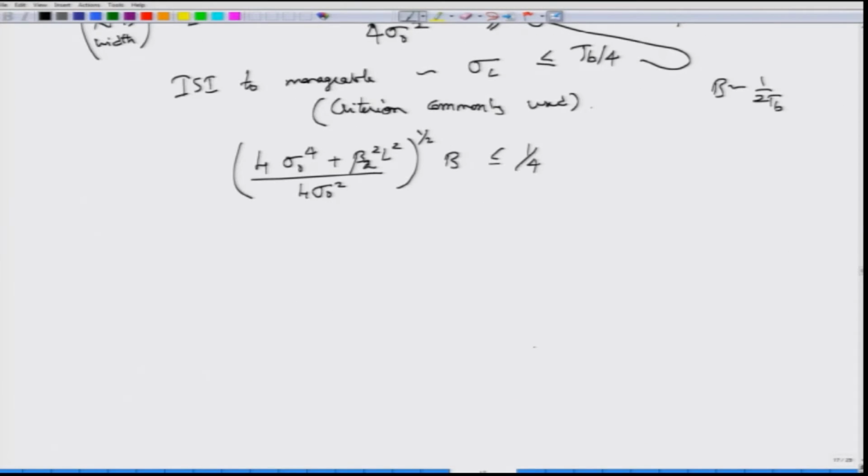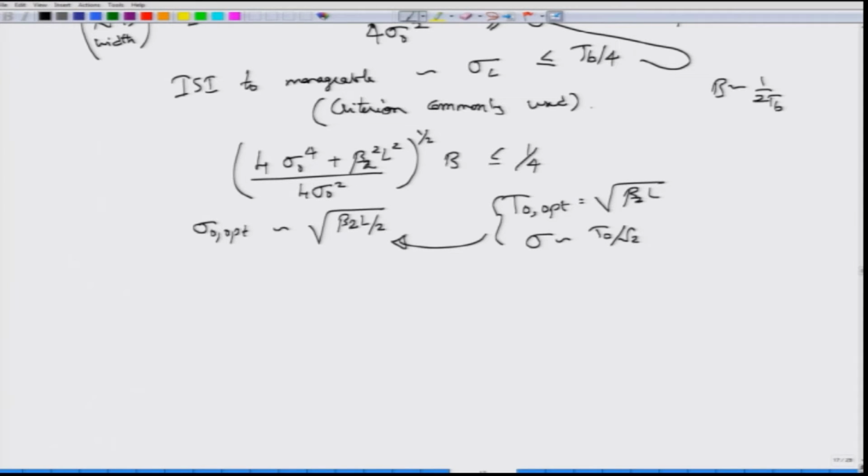Okay. So, if you assume that this would be the condition and substitute for the optimum value of sigma 0, which will be given by square root of beta 2 L by 2. Remember, the optimum T0 value was given by square root of beta 2 L, and sigma is related to T0 by square root of 2. So, with that you can see that the optimum sigma 0, the initial RMS pulse width, must be of this nature, and when this is the case, you can simplify the relationship slightly here and write this as B into beta 2 L under root should be less than or equal to 1 by 4.